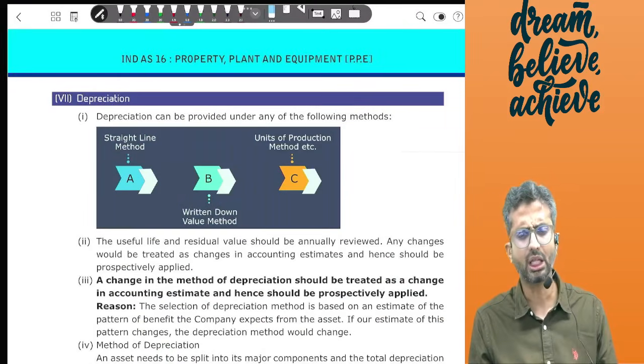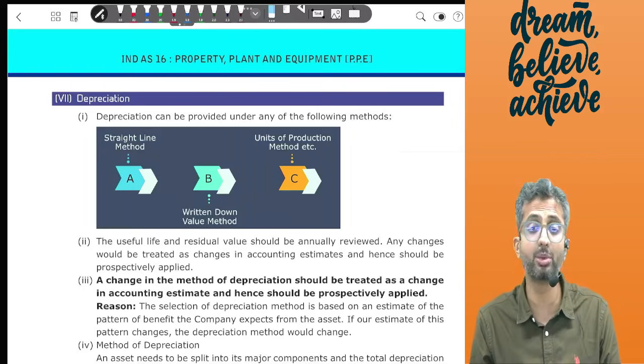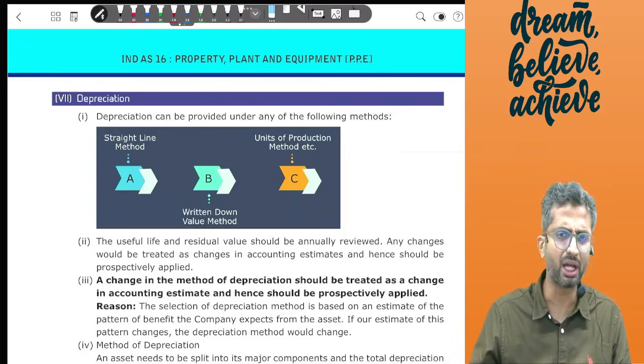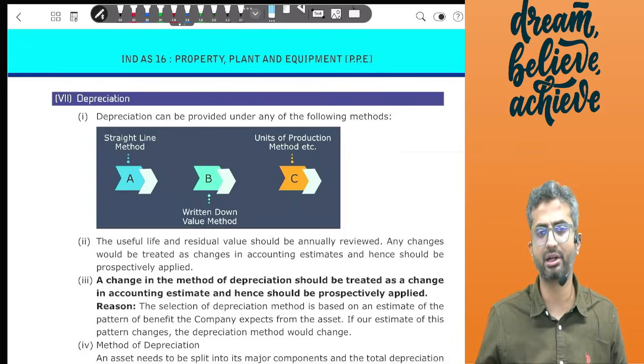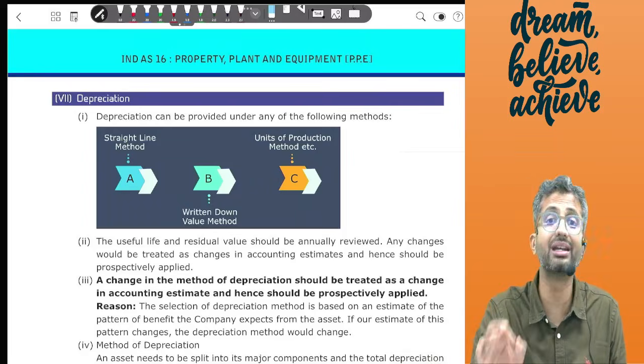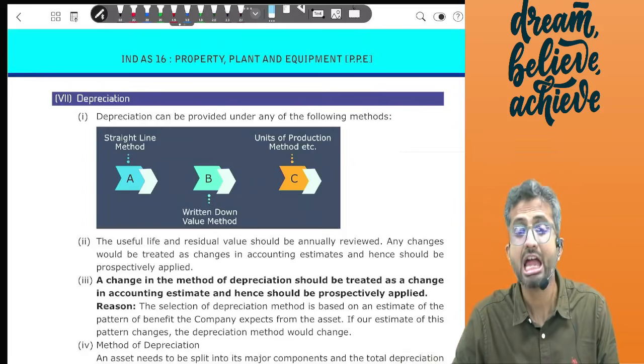Next, you go to the last part of the standard, which pertains to depreciation. Now depreciation in general is due to passage of time, obsolescence, etc. You will start depreciating the moment the asset is ready for use, not when it is put to use, but it is ready for use.